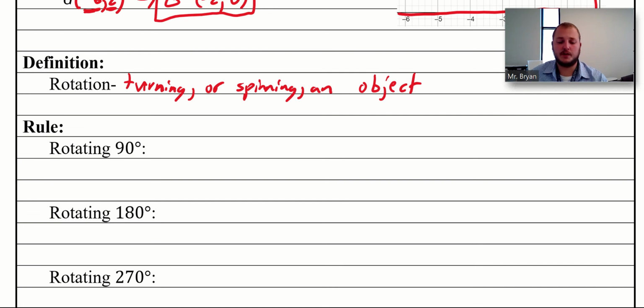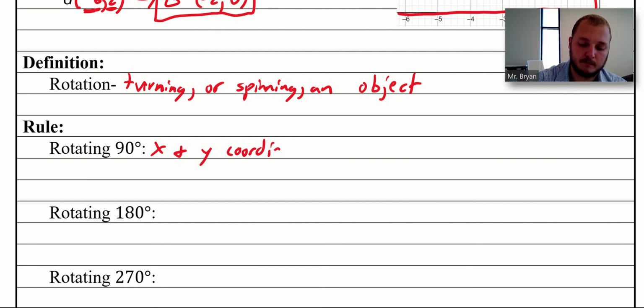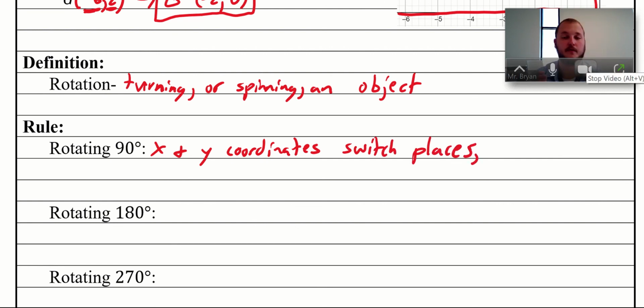First one is when we rotate 90 degrees. And notice one thing as well, hopefully that you've seen, is we could either rotate it clockwise, so going like a clock, or counterclockwise, depending on what the instructions are. So for rotating 90 degrees, we're just going to say the broad rule is we switch, let's say it this way, X and Y coordinates switch places. Okay, so that's the first step. X and Y coordinates switch places wherever they were at.